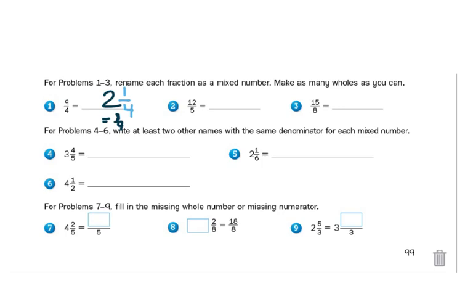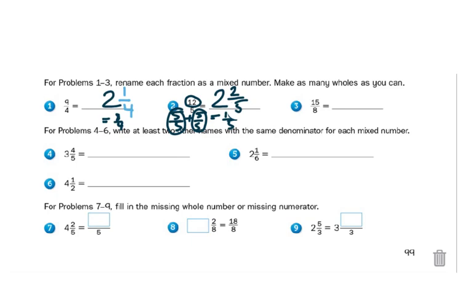12/5. I could make 5/5, that's equal to 1 whole, and another 5/5 is equal to another whole. So that's 2 wholes, and 5 plus 5 is 10/5. And then I have 2 left. Fifths, sorry about that. 2 2/5.